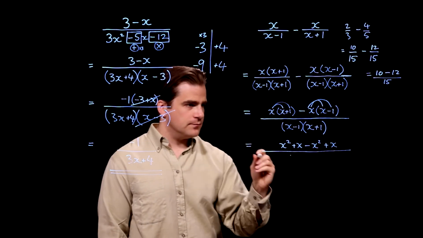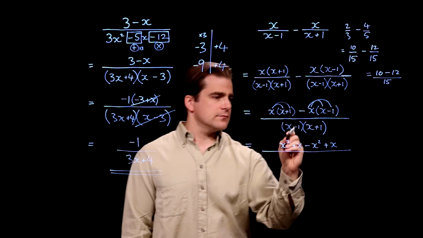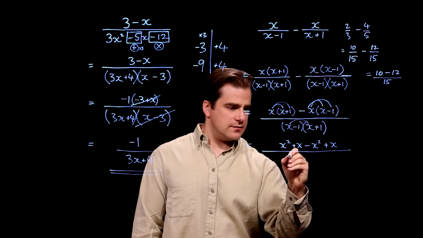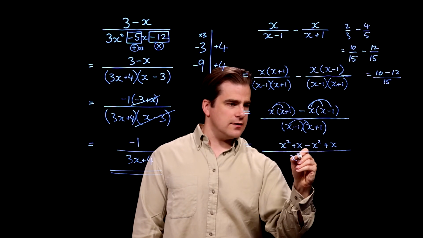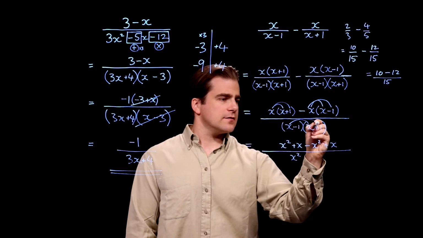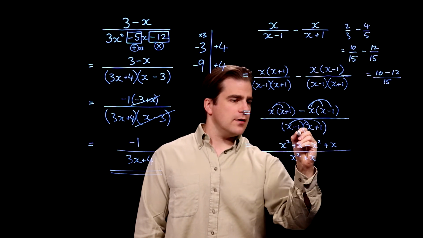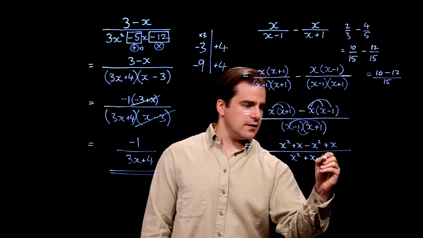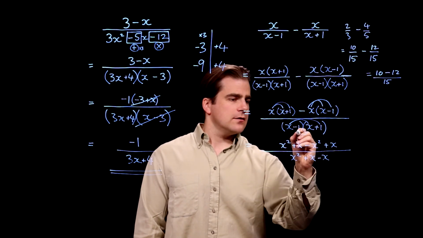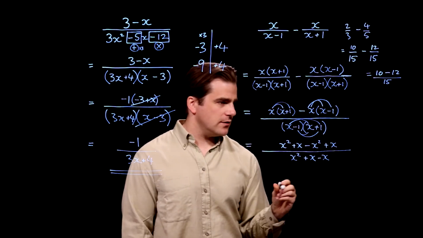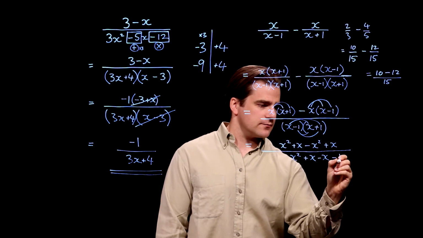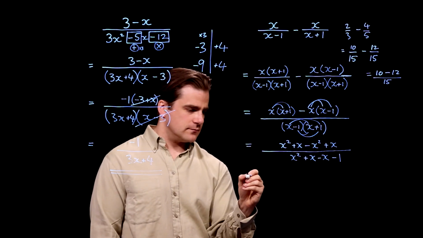Okay. Now we multiply out the bottom. X times x is x squared. X times 1 is x. Minus 1 times x is minus x. Minus 1 times plus 1 is minus 1. Okay.